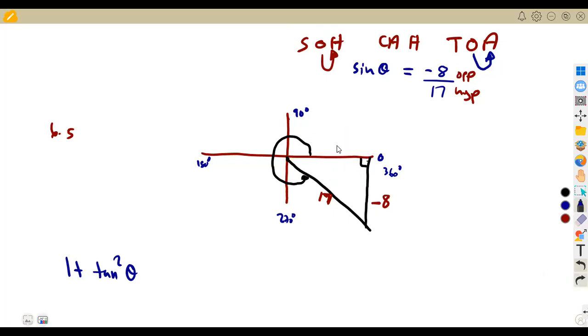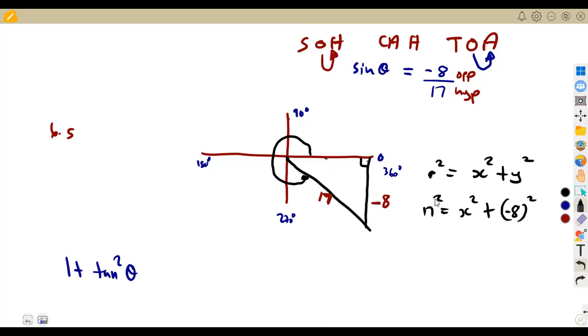So that's why now we are forced to use our Pythagoras theorem to calculate the third side, since we are on a right-angled triangle. So c squared is equal to x squared plus y squared, or you can have it as r squared for this hypotenuse. 17 squared is equal to x squared, this is the x value that we want, plus the y value, which is minus 8 squared.